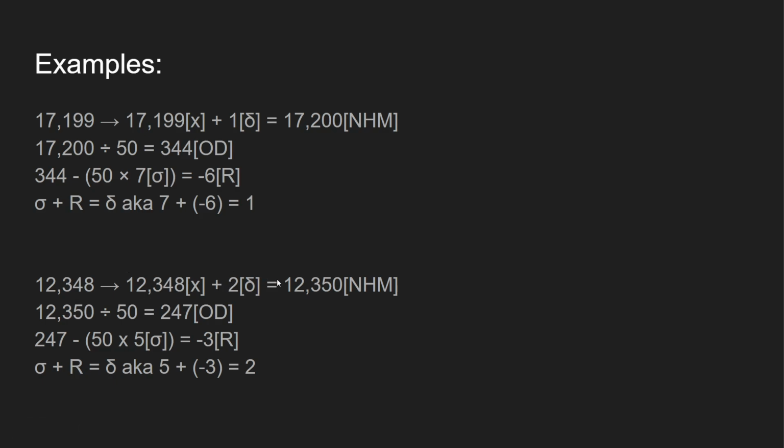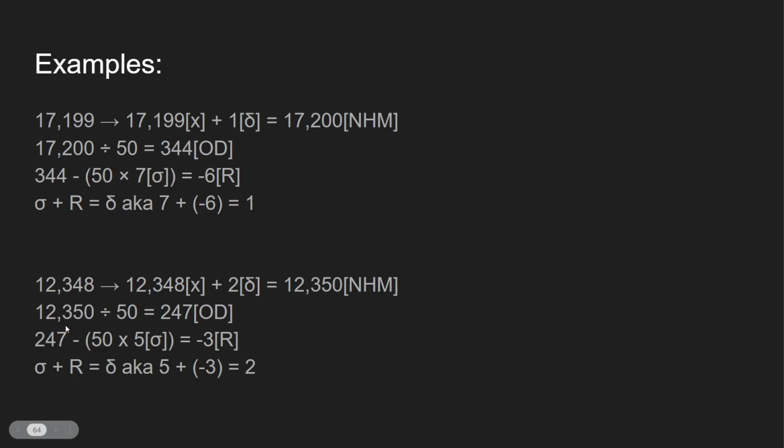12,348 plus 2 gives us 12,350, which is the next highest multiple. 12,350 divided by 50 is 247. Obviously, to get this number to be between 0 and 50, or 0 and 49, we're going to have to do more than 2 instances of subtracting by 50. So we're going to add 1 to whatever we were originally going to do.